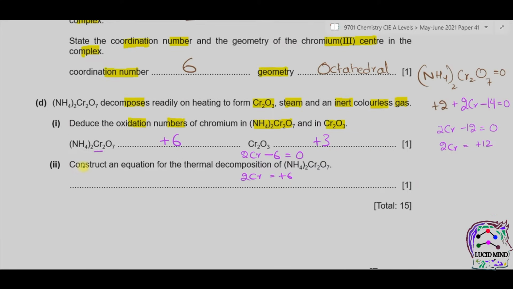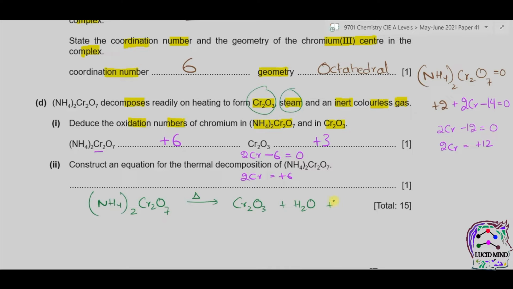Next part is the construction of an equation for the thermal decomposition of ammonium chromate. As it already says that it decomposes to form steam and an inert colorless gas, we can write the equation. We have (NH4)2Cr2O7. It decomposes on heating to form Cr2O3.